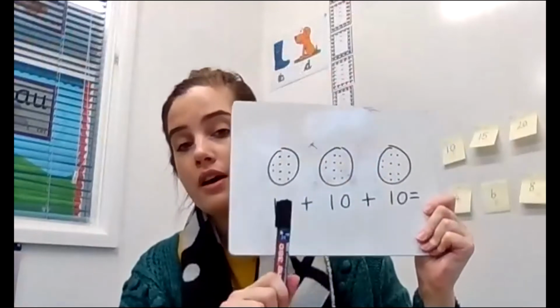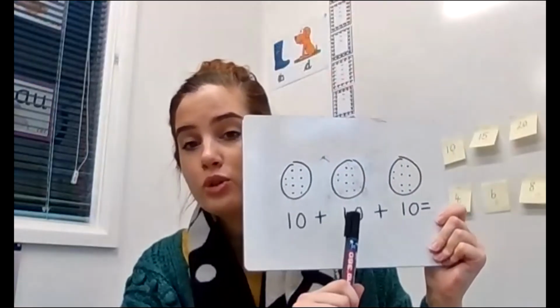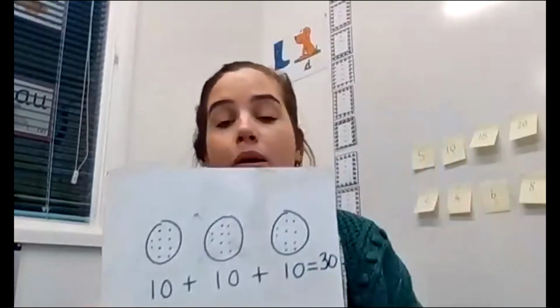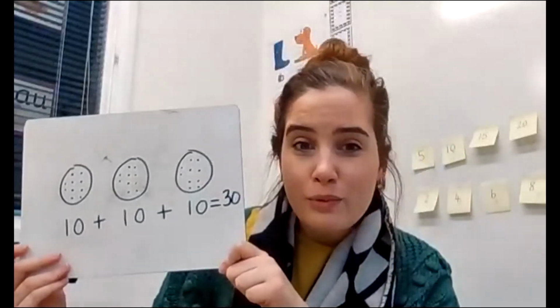And the total, the product, that is everything all together, let's count together in our 10s. 10, 20, 30. Fabulous. That's right. The answer, 30. But there is a quicker way. And yes, we know that.